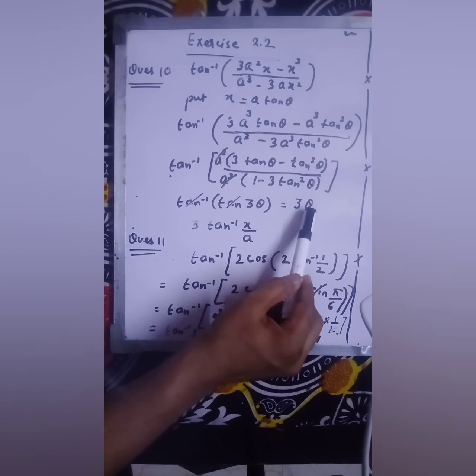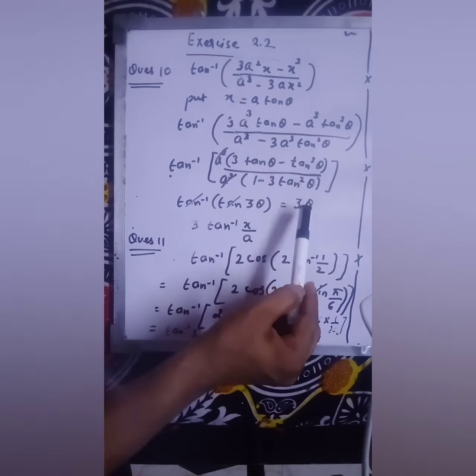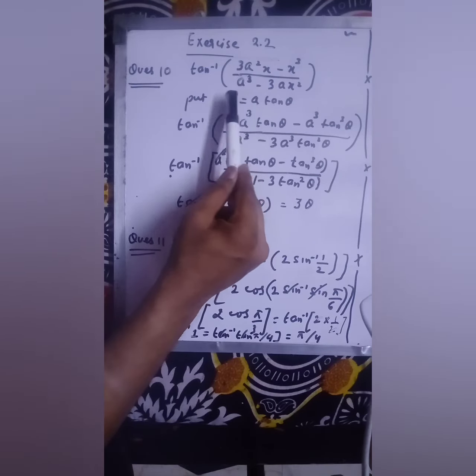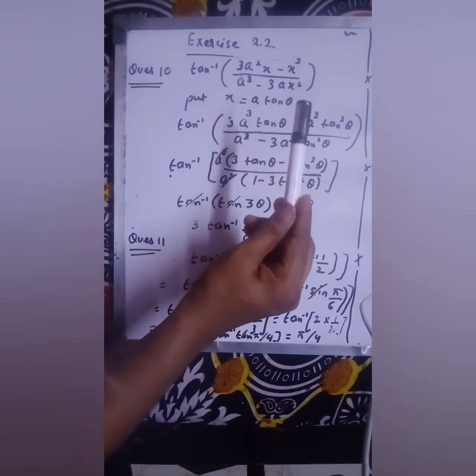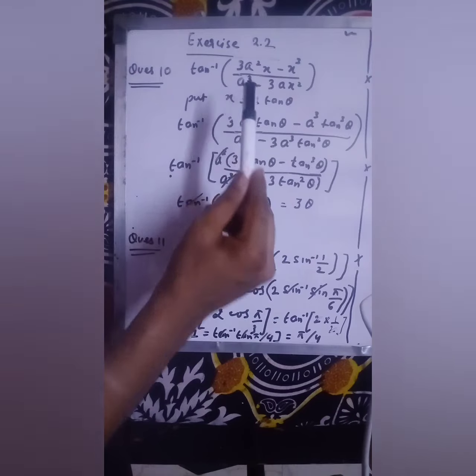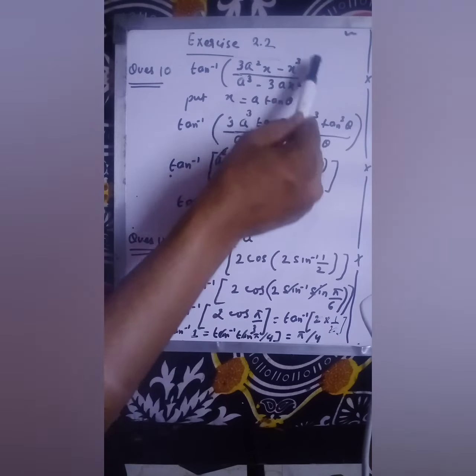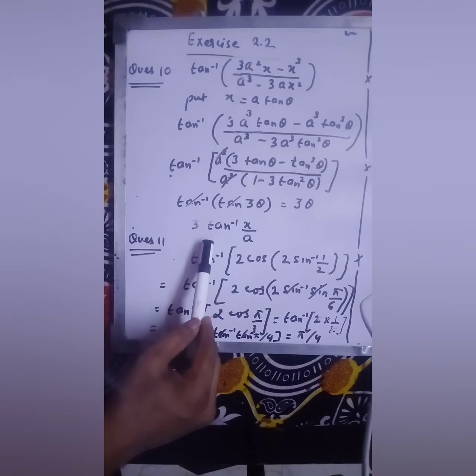This is 3 theta, and you can calculate the value of theta from this equation. a will come in the denominator, it would be x by a equals tan theta. Then theta would be tan inverse x by a. So here it is, this is how we find it. We can write this whole expression in simplest form.